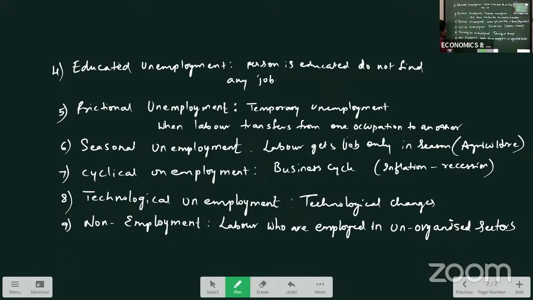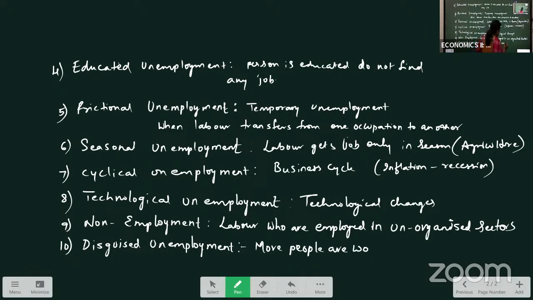Now, the last and final one we have is disguised unemployment. What is disguised unemployment? Disguised unemployment means more people are working.